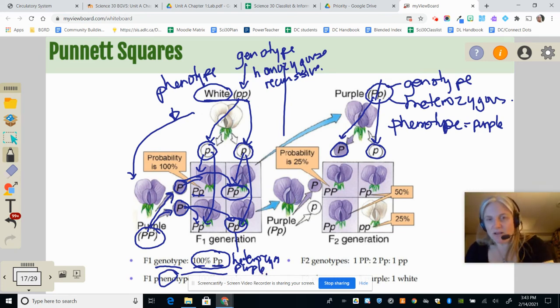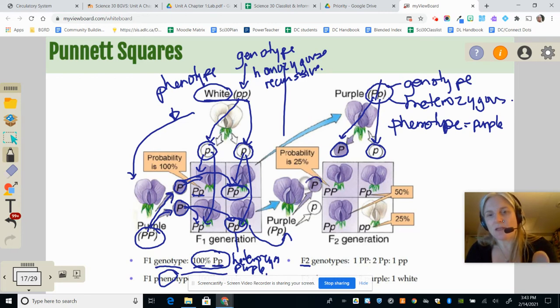All right, so that's how the Punnett square lets us figure out what the offspring are going to look like. Well, that was an easy one because they're all going to look the same. So let's take one of these purple offspring and do another cross. We're going to try to figure out what the next generation looks like, which is referred to as the F2 generation.